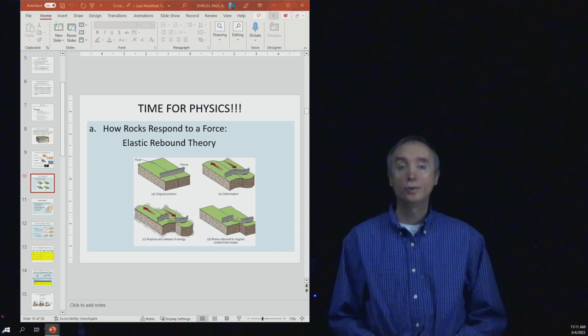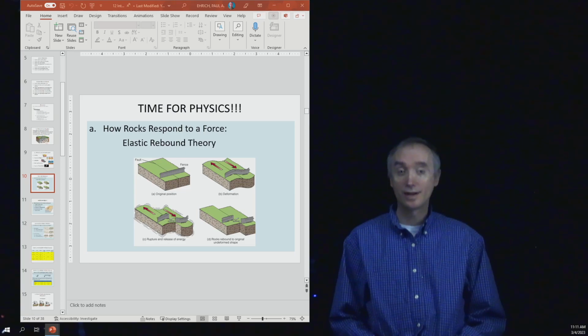Okay, so now that we know what an earthquake is and what causes them, the next thing is to find out what causes the energy that is released in an earthquake. And so this is going to be called elastic rebound theory.